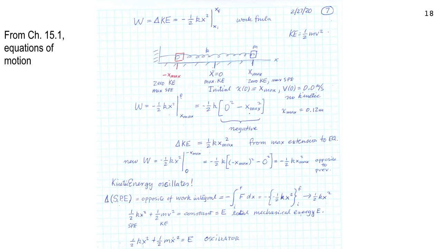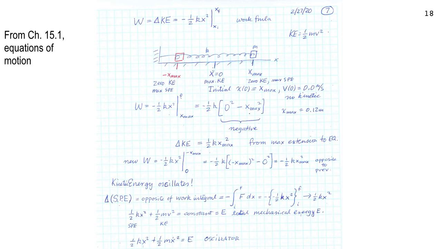What's minus x max quantity squared? X max squared. The minus sign cancels. Minus 1/2 k times x max quantity squared, which is opposite to the previous result. Now that's important. So let's think about what we got here. We have 0 kinetic energy here.